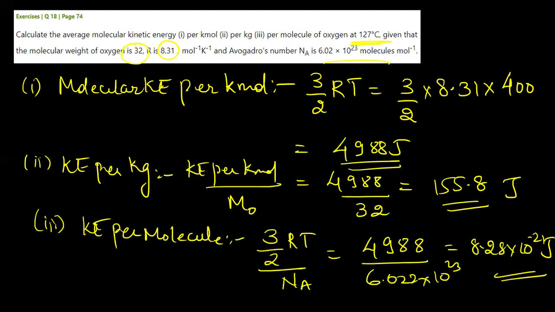So these are the three relations: molecular kinetic energy per kilomole, kinetic energy per kg, kinetic energy per molecule. So the formula needs to be remembered. Calculate the energy radiated in 1 minute. Energy radiated in 1 minute you are supposed to find. So time is given to you. 1 minute means 60 seconds.